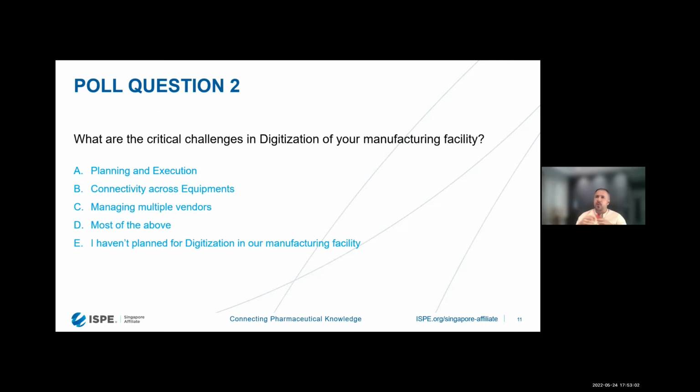If I may read it out, what are the critical challenges in digitization of your manufacturing facility? Is it in terms of planning and execution? Is the critical challenge around connectivity across equipments? Are the critical challenges around managing multiple vendors? Or does the challenge encompass all of the above? And the final one is, I haven't planned for any digitization in our manufacturing facility. So again, I would give you about 20 seconds to make your choice.